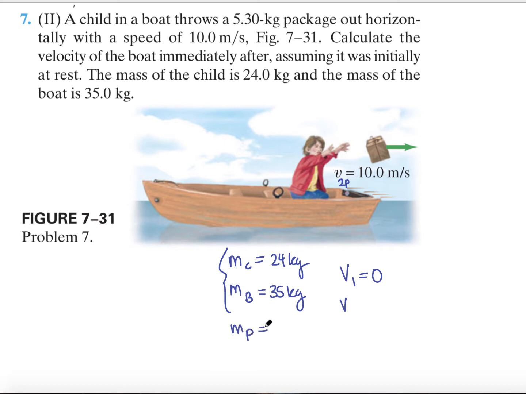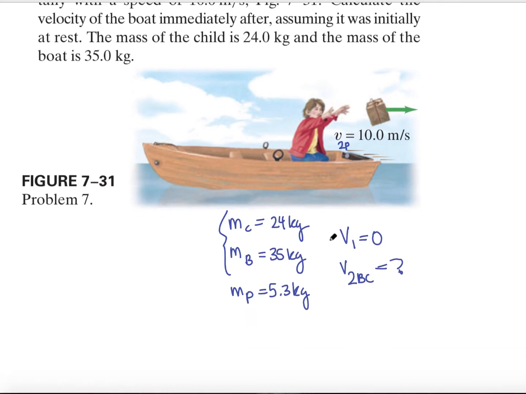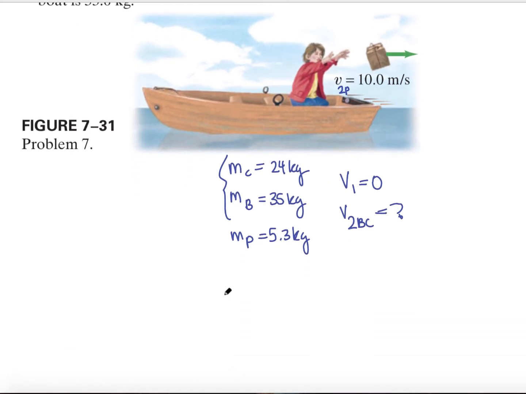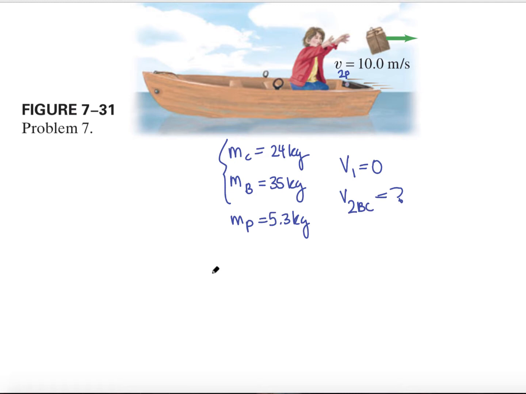So now we have mass of the package, which was given to be 5.3 kilograms, and a final velocity of, we'll say, the boat and child. So I'm just going to do BC here, because that's the boat and the child. And that's our unknown. So this is a little confusing simply because you have two masses that are given separately, but really move together. So let's go ahead and set this up from a standpoint of conservation of momentum.